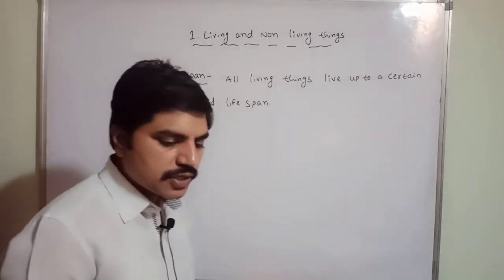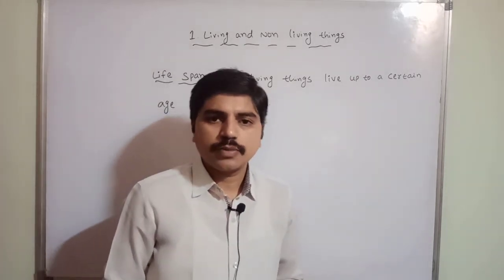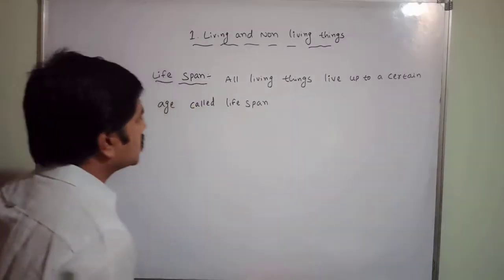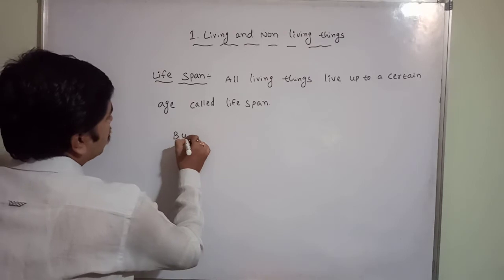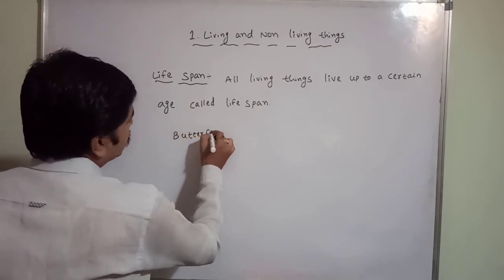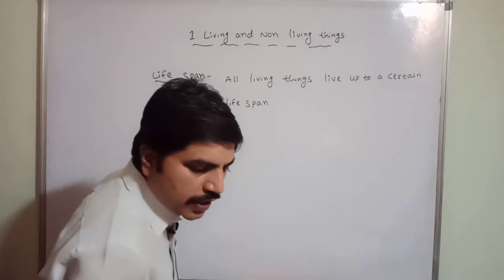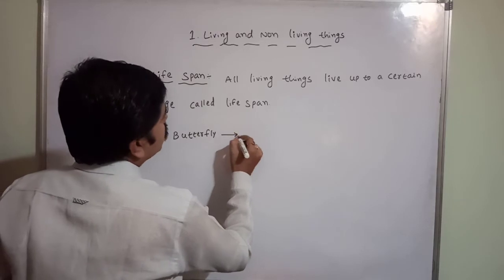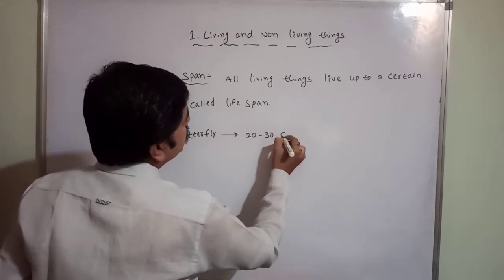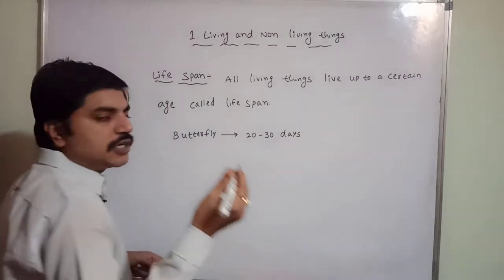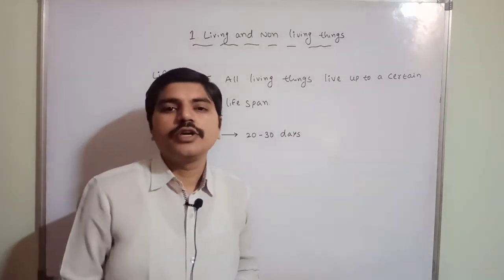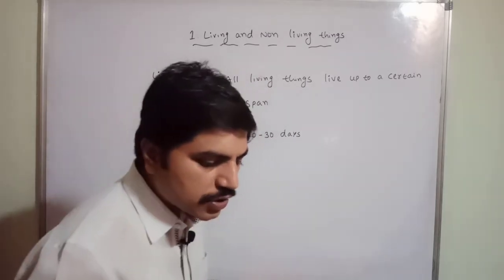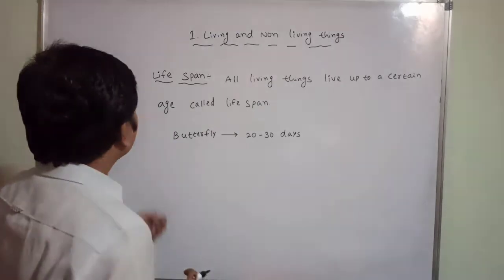For example, a butterfly is the best example. Butterfly is the best example or not? Now a butterfly lives around 20 to 30 days. What is a butterfly's lifespan? The lifespan of the butterfly is 20 to 30 days. More than 30 days is not possible. It will die. Okay? The butterfly can die.